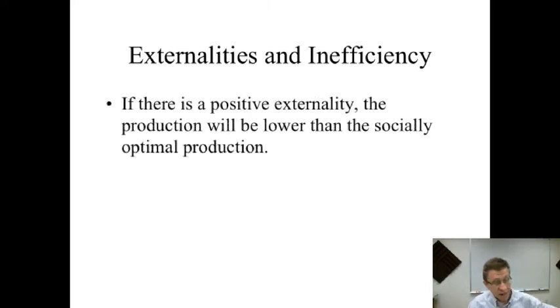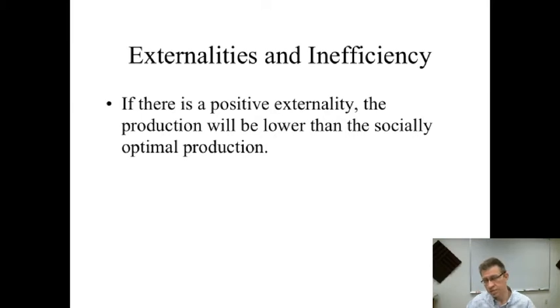Related to that, if there's a positive externality, production will be lower than the socially optimal production. So think of vaccines, right? The US government subsidizes vaccine production, especially for flu vaccine. Why? Because there are benefits to more than just the user and the firm that's selling it.